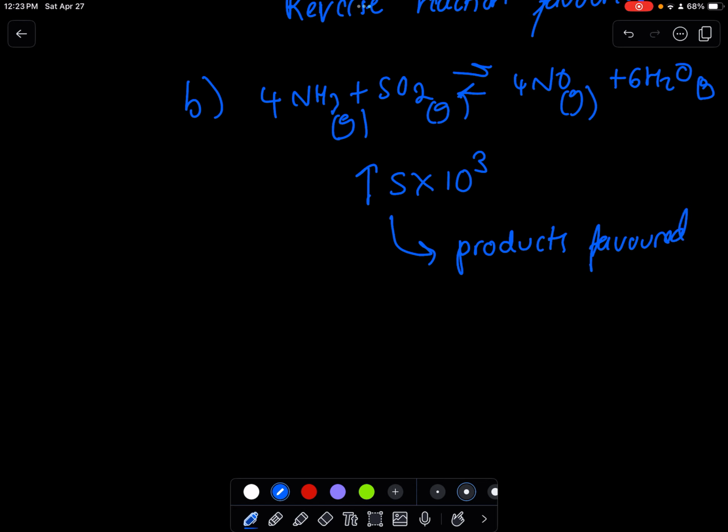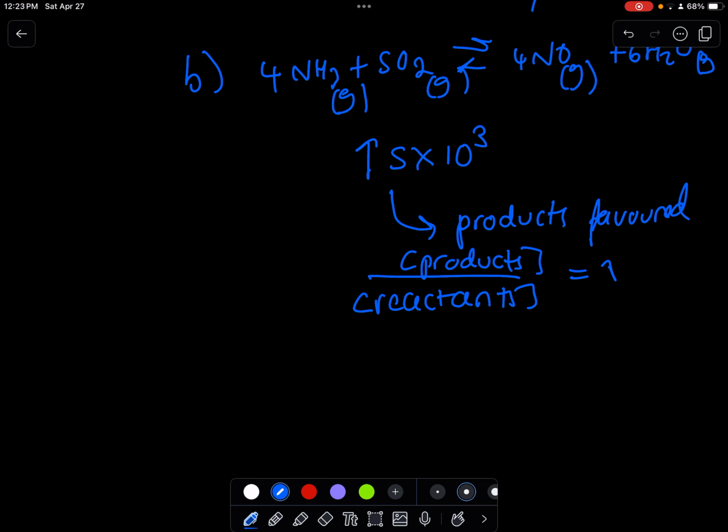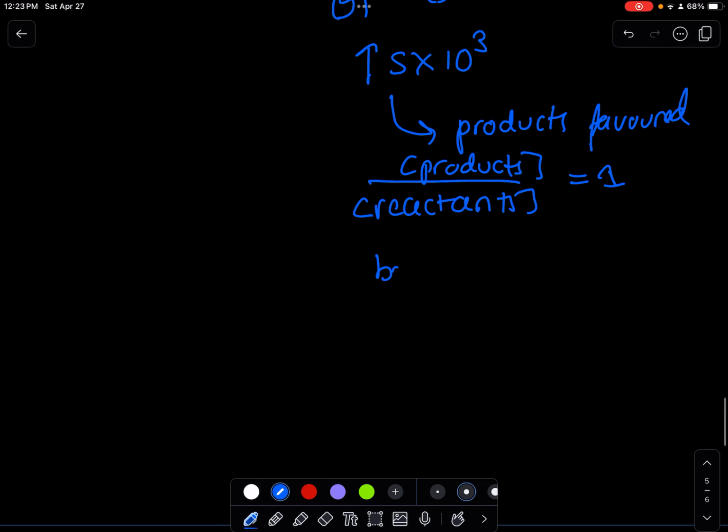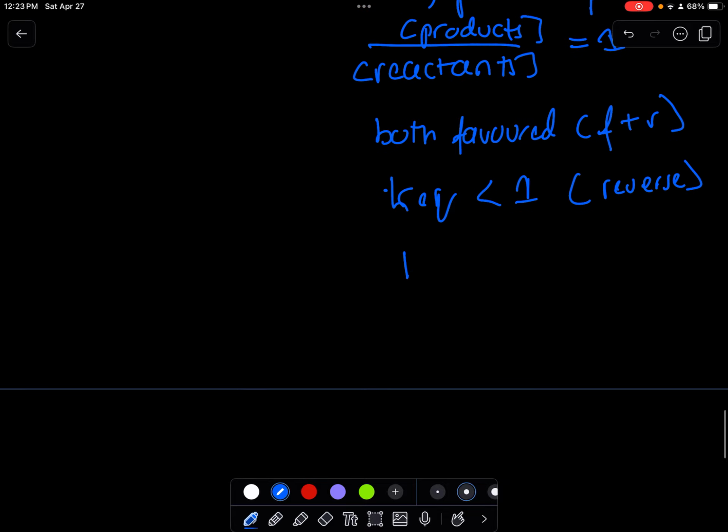So I think you can get the gist of this now. If the equilibrium constant is products over reactants, when it is equal to 1, that means that both are favored, the forward reaction and the reverse reaction. If KEQ is less than 1, it means that the reverse is favored. And if it's larger than 1, the forward is favored.